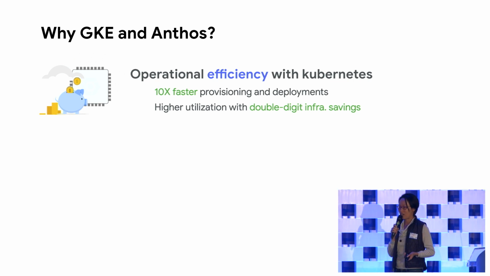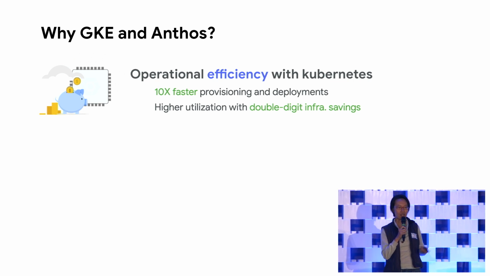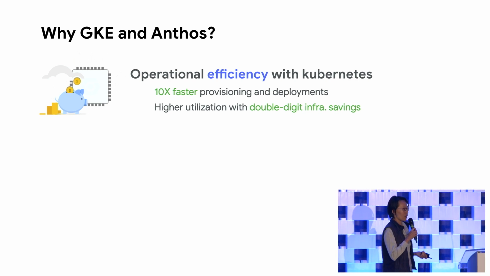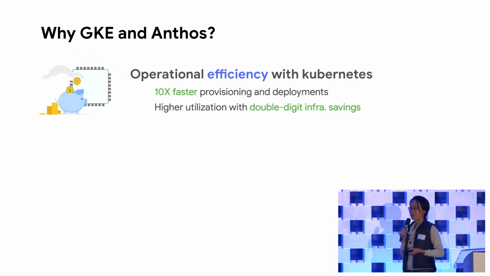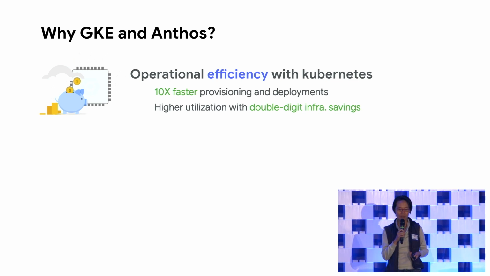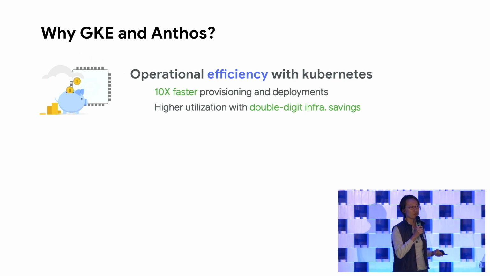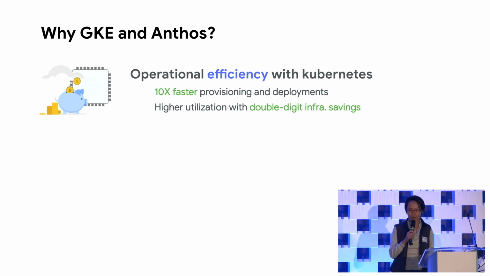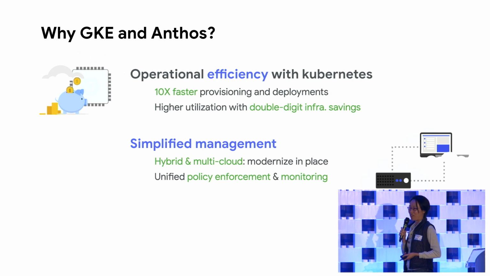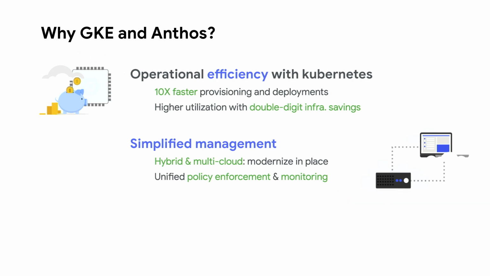There are a lot of reasons why you might want to run your workloads on GKE and Anthos. First, GKE and Anthos are built upon Kubernetes. You've heard a lot about Kubernetes today. A lot of our customers who use Kubernetes are telling us that they're seeing a 10x improvement in the speed with which they can deploy and provision their workloads. In addition, our customers are seeing much higher utilization, leading to large double-digit infrastructure savings. And GKE builds upon this and provides an easy-to-use, simplified management experience with features such as node auto-repair, auto-upgrade, and auto-scale-out.